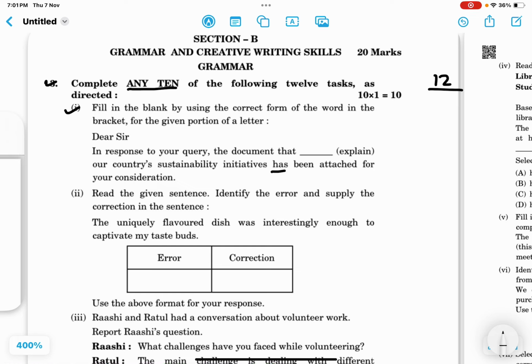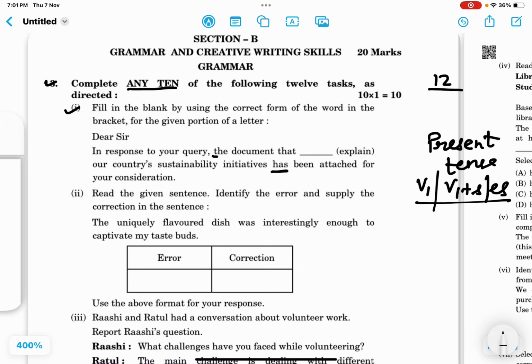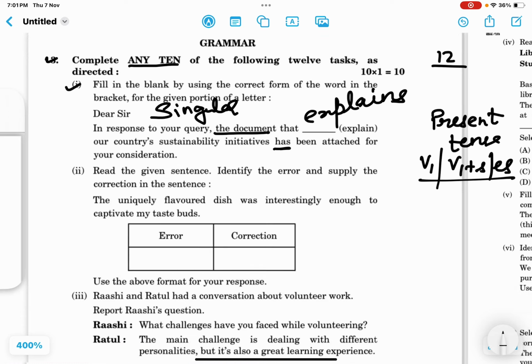consideration. So this "has" is telling us that this question is of present tense. That means we are to fill either first form or first form plus s or es as per the subject. So here the subject is the document, that is a singular subject. So the rule of subject verb agreement is singular subjects take singular verbs. So the answer would be explains, that is the singular verb.